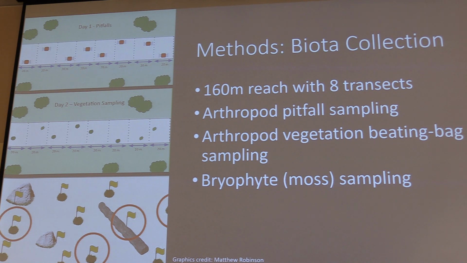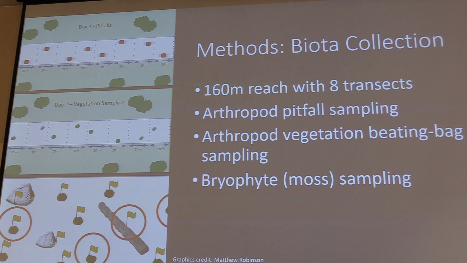The second way that we monitored for the arthropods was with a vegetation beating bag, which is a really crude way of saying we took a big canvas bag and threw it around some green stuff that was best representative of the channel vegetation. We beat it a couple of times with a stick, and we took those contents, put them in a jar with some ethanol, and said, all right, those are the arthropods we found on the vegetation. The third biota, which is the moss sampling, was a little bit different.